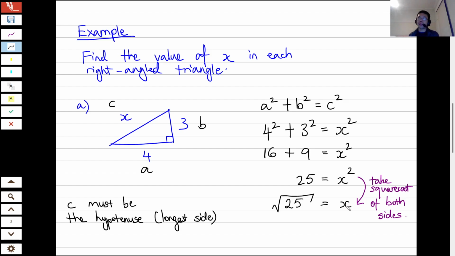The square root means find me the number which, if I multiply it by itself, gets me, in this case, 25. So if you think back over your knowledge of multiplication and times tables, is there a number that I can multiply by itself to get 25? And the answer is yes. That number is 5, because 5 times 5 gives me 25.